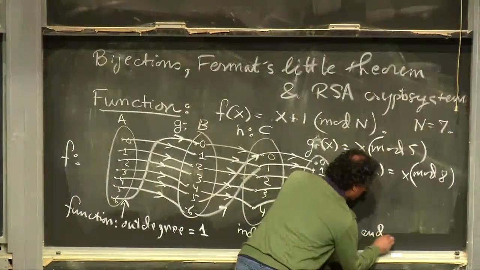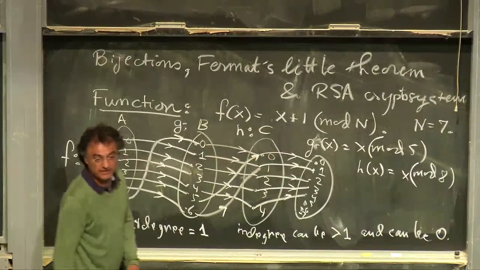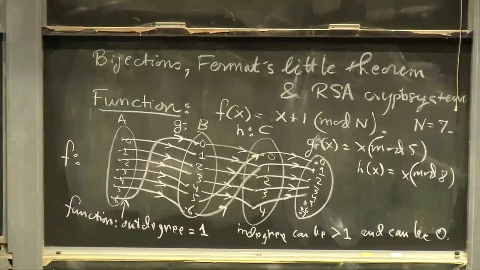And it can be 0. Right? All these are possible. It could be 0, it could be greater than 1. It doesn't have to be exactly 1. Okay?